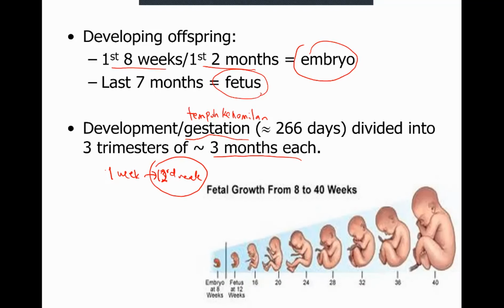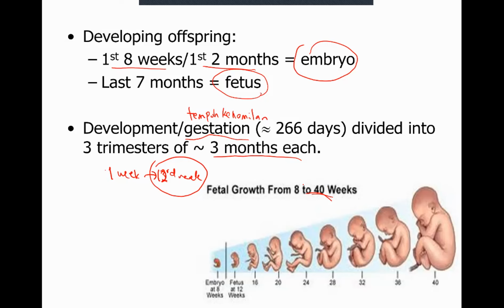Okay, gestation stage for human. I'm talking about human, not elephants or anything else. The gestation period of a human is around 266 days, which is divided into 3 trimesters. 266 days is roughly 38 weeks. Each trimester is equal to plus minus 3 months.